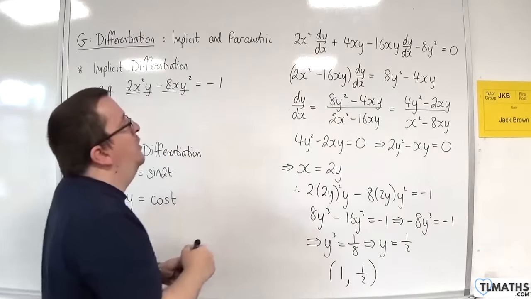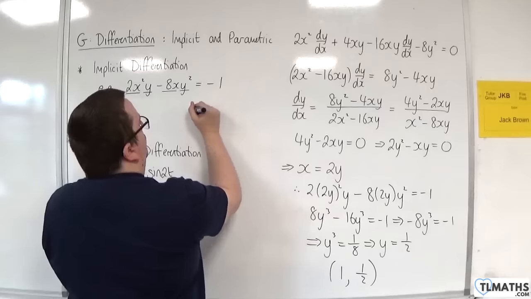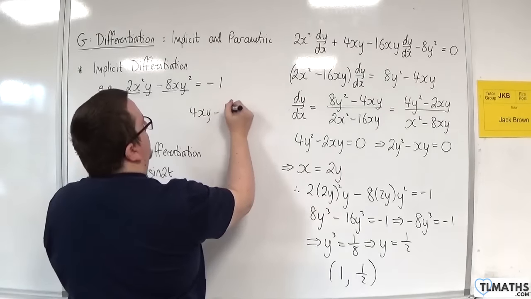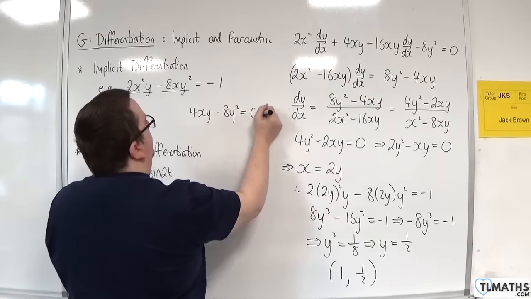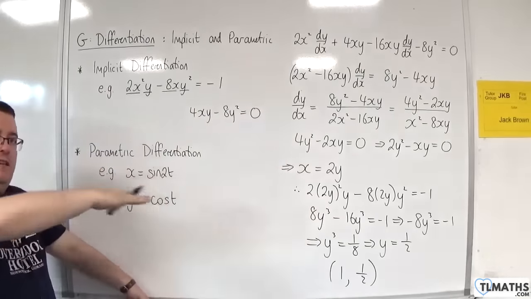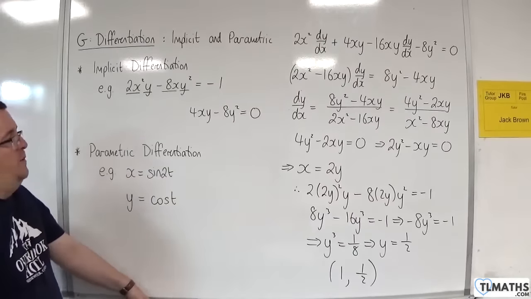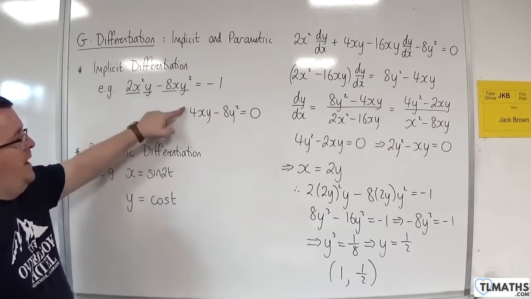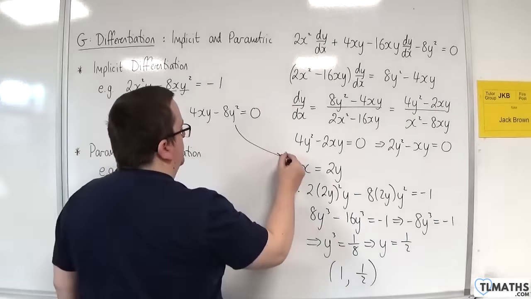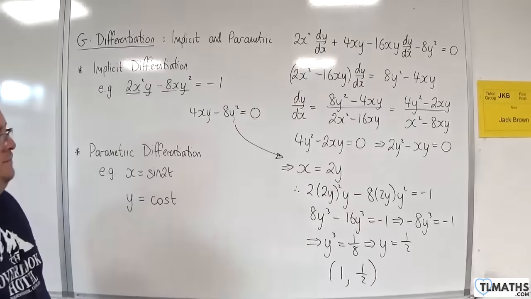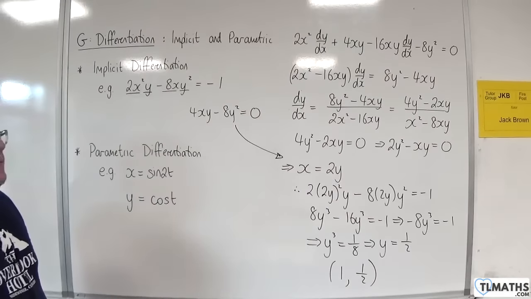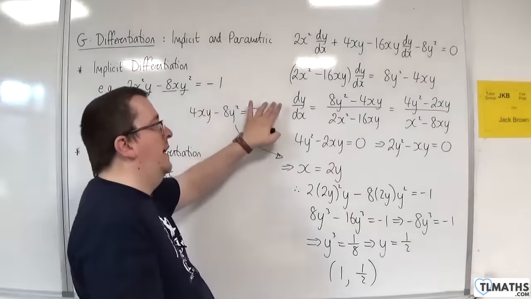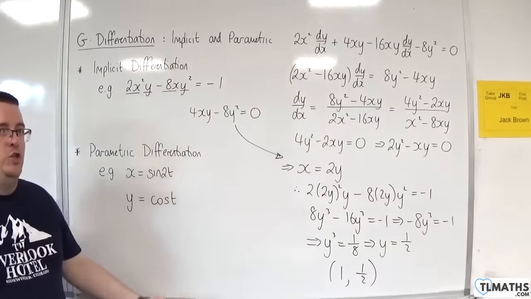So you could go straight to 4xy take away 8y squared is equal to 0, after, of course, you've stated stationary points exist when dy by dx is 0. And then from there, go straight into that. So that skips out a couple of lines of working where things could potentially go wrong.